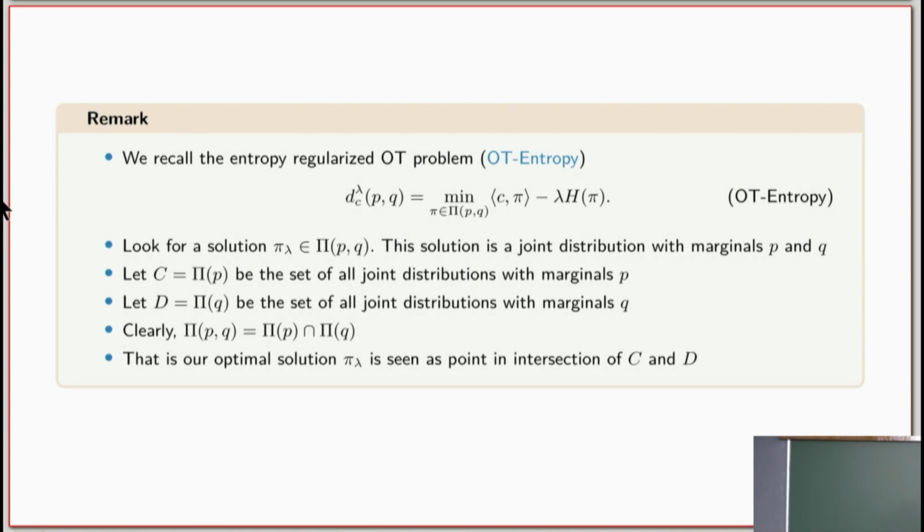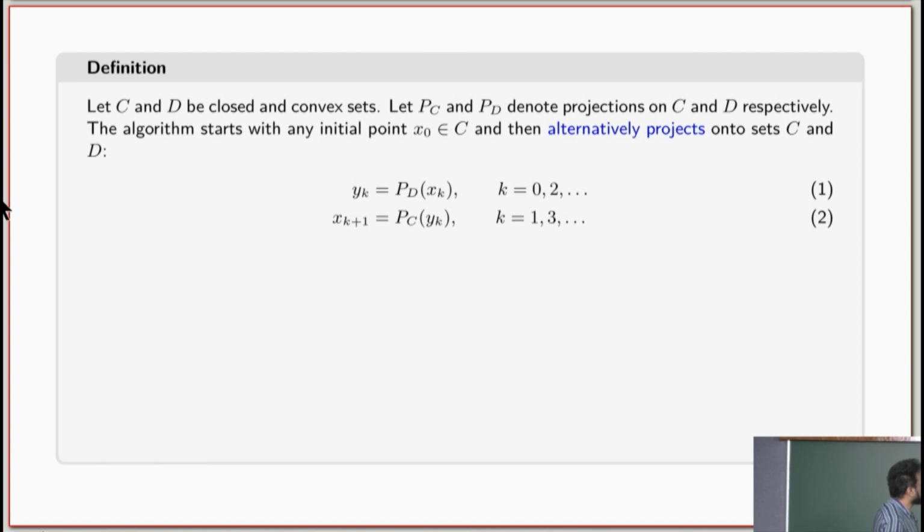So we have this OT with entropy, and we use some notation C and D for the set of joints with marginal P and the set of joints with marginal Q, and then eventually it's about finding an intersection of C and D. That's what we try to do, and then we described a projection algorithm.